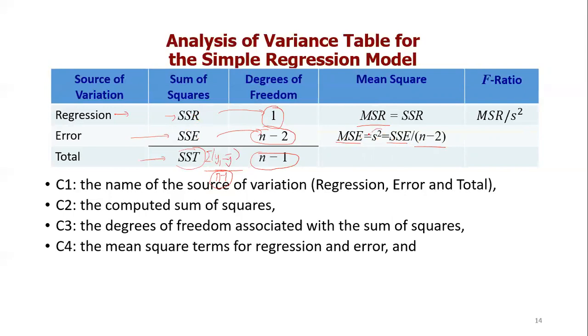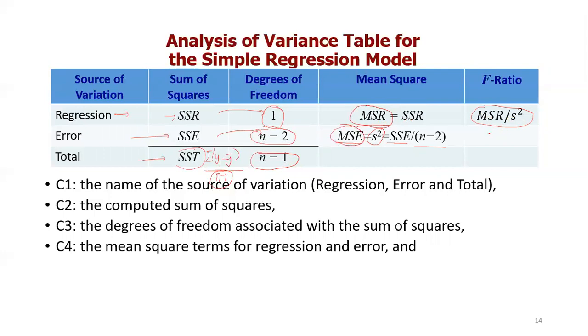And it is also, remember, we just said that this is the estimate for the sigma square. This is the variance, the sample variance. And the last column, you only have one thing here. It is the MSR divided by MSE.